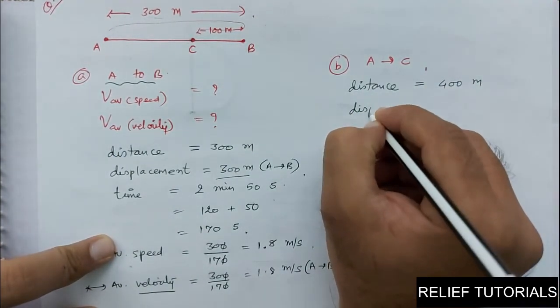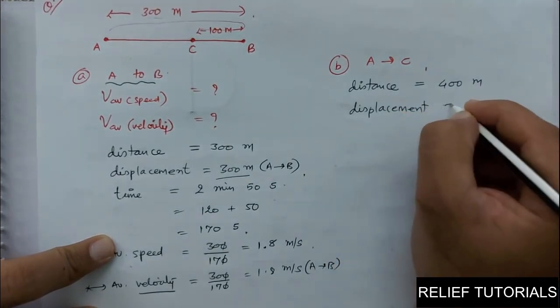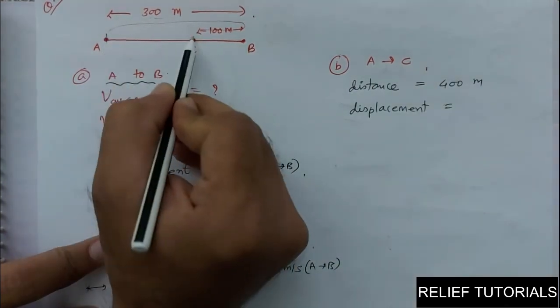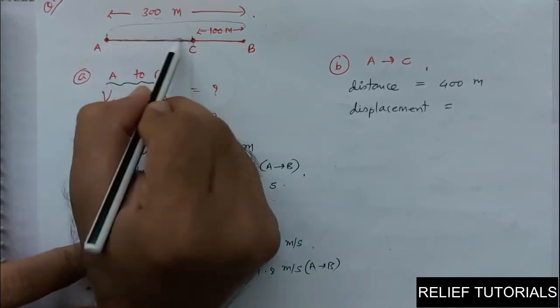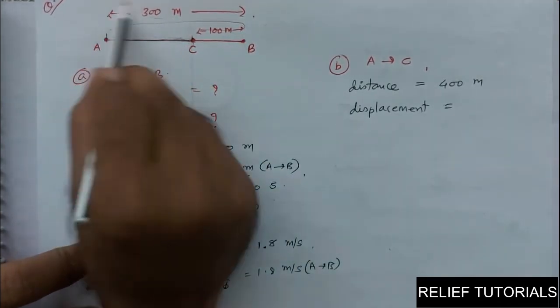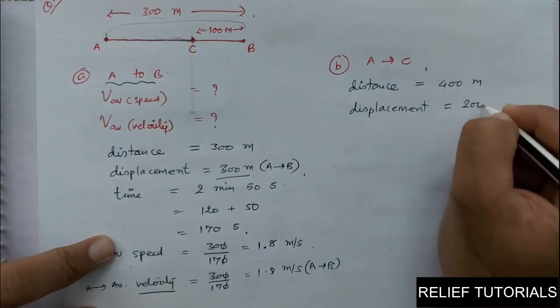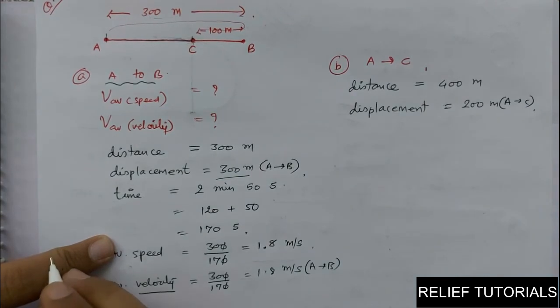What is the displacement? Displacement does not depend on path. It depends on final and the initial position. So initial position is A and final is C. So I think this straight distance is only 200 meter, because 300 meter is from A to B, and this 100 meter comes back. So I think the displacement is 200 meter. Direction is from A to C.